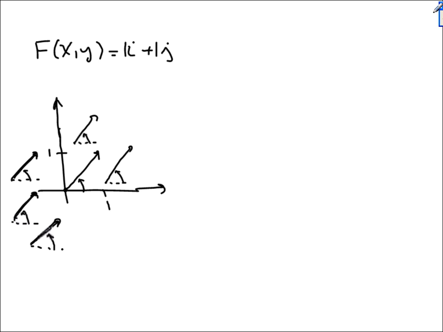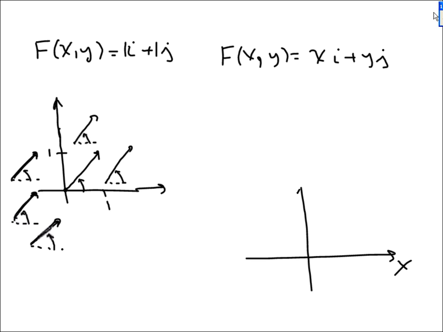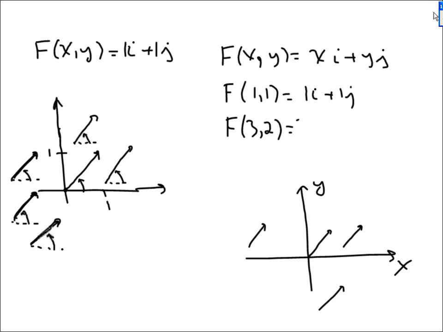What if you're given f of x, y is xi plus yj? Draw a few representatives from this vector field. Well, you can find f of 1, 1, which is 1i plus 1j, which you can put this way, or this way, or this way, or that way. And you can find f of 3, 2, which is 3i plus 2j, 1, 2, 3, 1, 2, which is right here. So it's that vector, or you can draw it there, or here, or there.